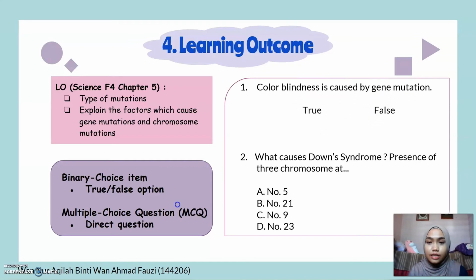These are examples of questions that I chose. The first question: color blindness is caused by gene mutation. There are two options for the answer, which are true and false. And the second one: what causes Down syndrome? Presence of three chromosomes at either A number 5, B number 21, C number 9, and D number 23.